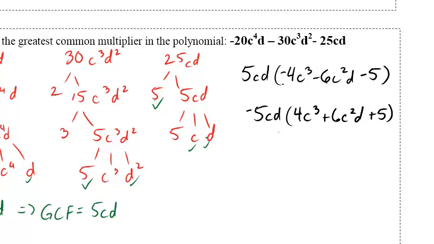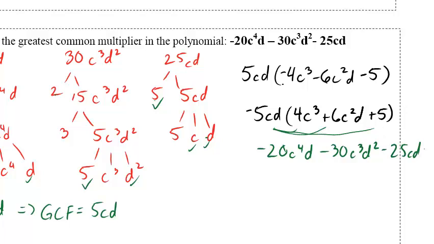And we can double check. So this is negative 20c to the fourth d minus 30c cubed d squared minus 25cd. Check. That works out okay.